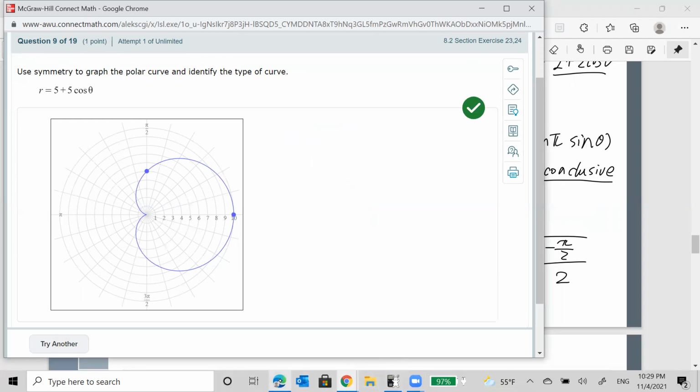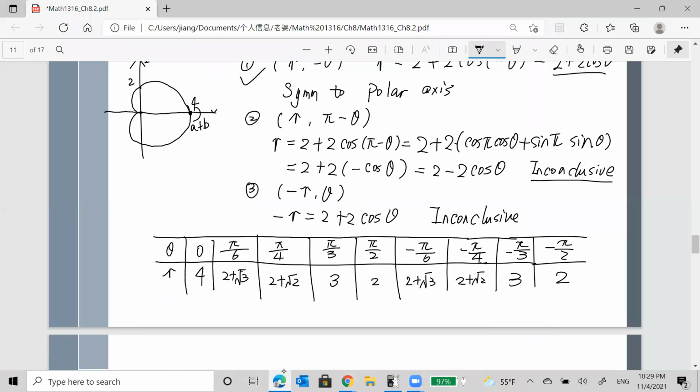If you don't like to graph the polar curve this way, you just plot the points, like finding the points here and then plotting the points.